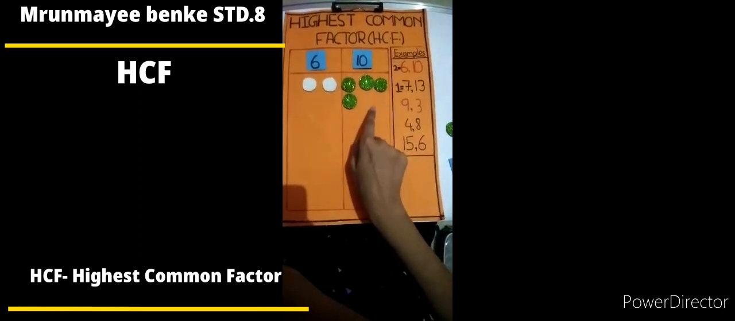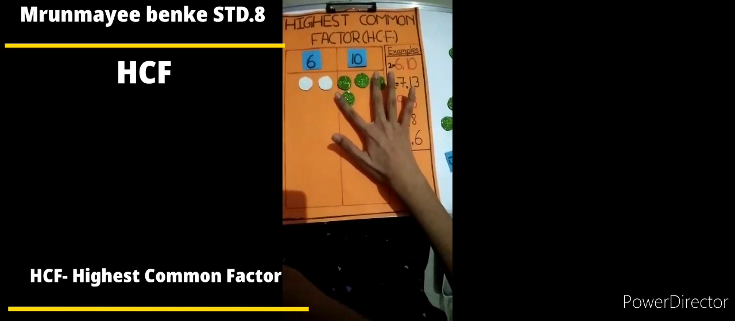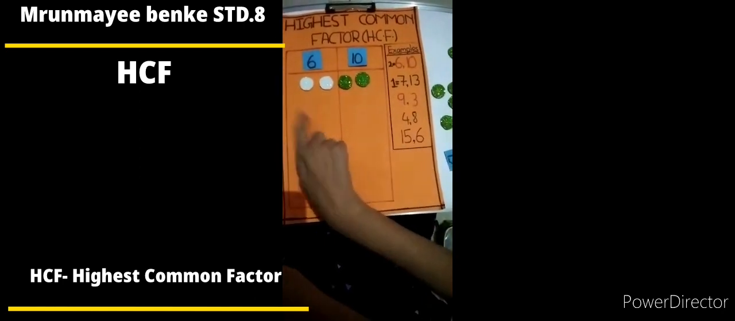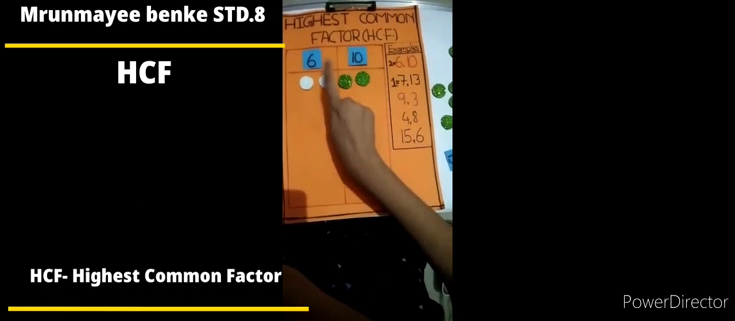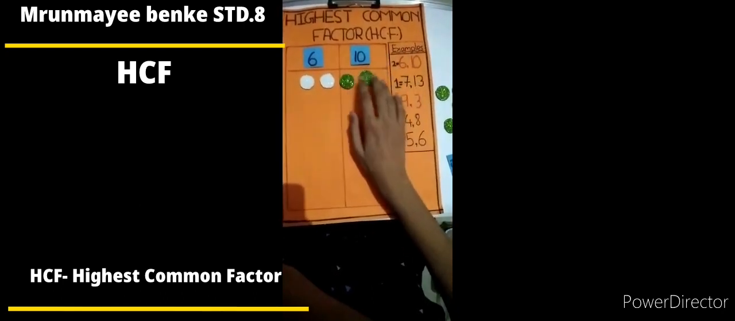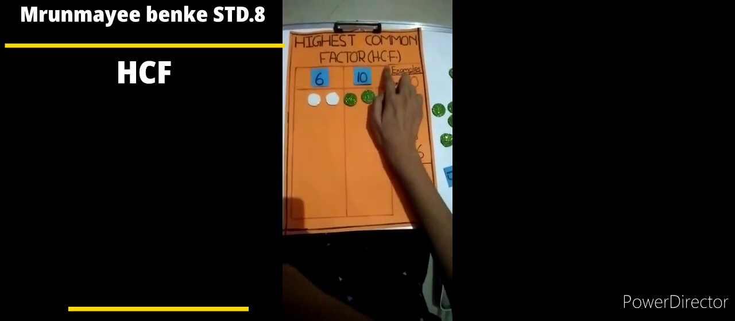2 is less than 4, so eliminate 2 coins from 4. 1 and 2. Here 2, here 2, both are equal. So the HCF of 6 and 10 is 2. In this way, we can find out the HCF of any number very easily.